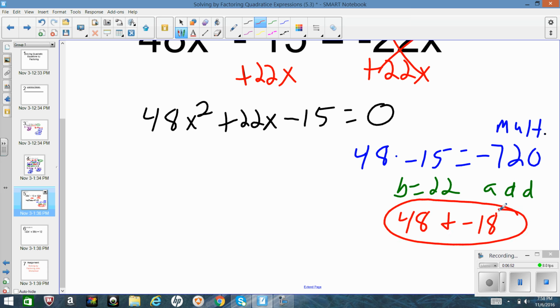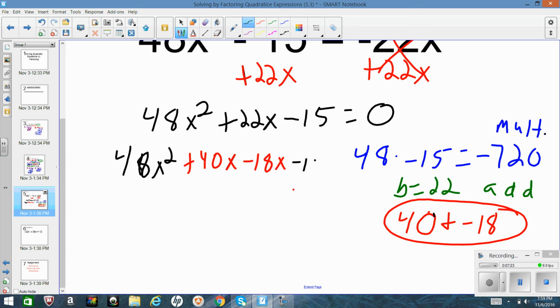Hopefully you won't have ones this big. It'll be a little bit easier for you. That should be 40 and negative 18. 40 times negative 18 gives negative 720, and 40 minus 18 gives you 22. So 48x squared stays the same. Our middle term gets replaced with our two magic numbers, so plus 40x minus 18x, and minus 15 equals 0.